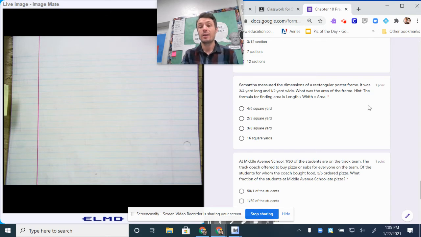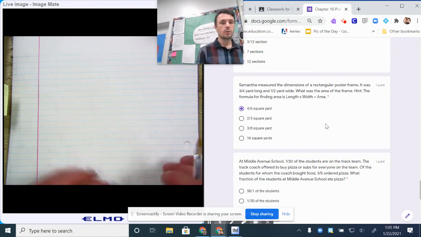And then I give you a hint because we haven't gotten into our geometry chapter yet, although this is a 4th grade standard too. The formula for finding area is length times width equals area. So since this problem asks for the area, since it gives us the length, it's 3/4 yards long, and since it gives us the width, 1/2 yard wide, and since we have to multiply length times width to get the area, it's pretty clear what we need to do here.